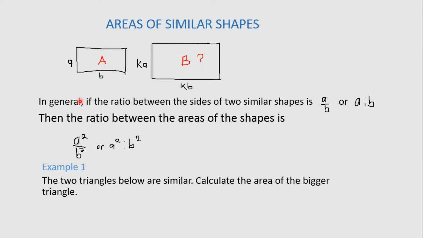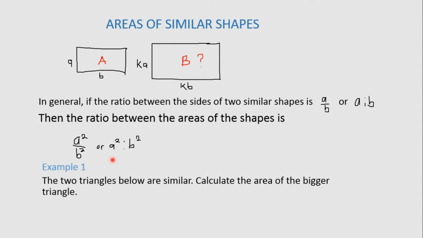We are saying that to find area, if you've been given the figures, the first thing you have to do is find the ratios of the corresponding sides. Then you have to square the ratio of the corresponding sides of the given figures. In general, if the ratio between the sides of the two similar shapes is A to B, then the ratio between the areas of the shapes is A squared to B squared. So let us see that in the example.